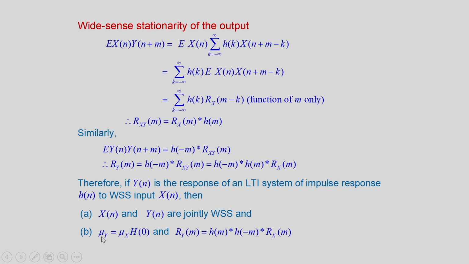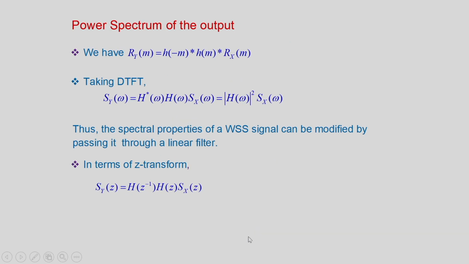And the second conclusion is that mu y is equal to mu x into H(0), where H(0) is the zero frequency gain or DC gain, and Ry(m) is the convolution of h(m), h(-m) and Rx(m). So, these are the results we established. This is the characterization in the time domain. In the frequency domain, we will see what happens.